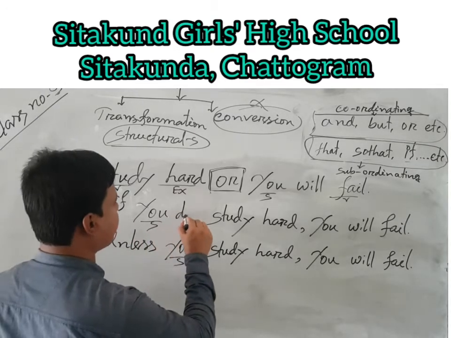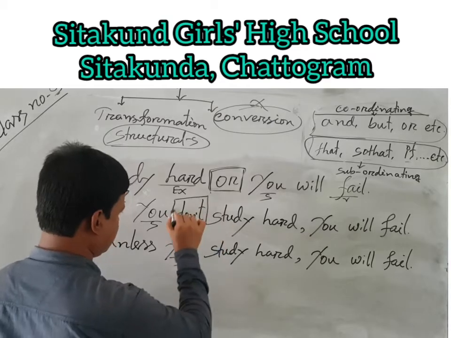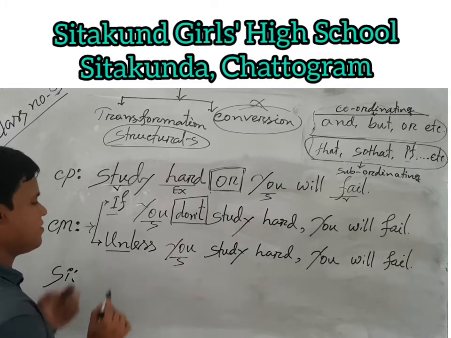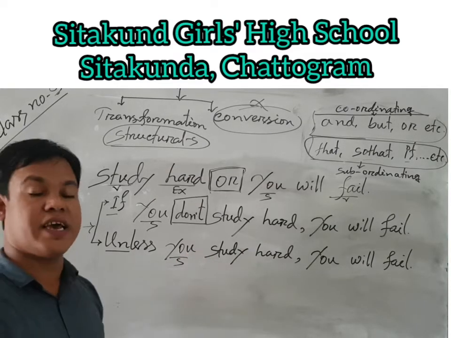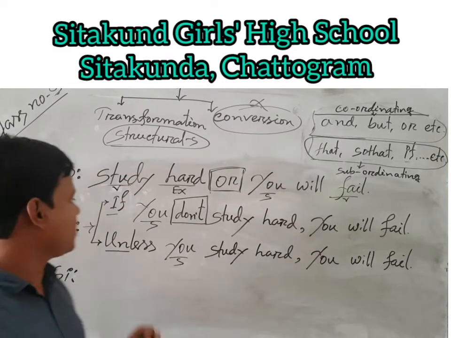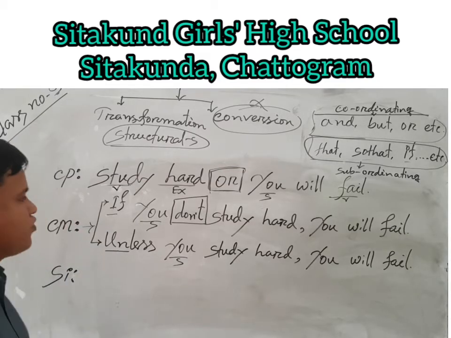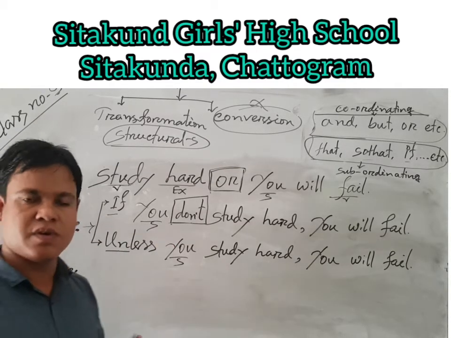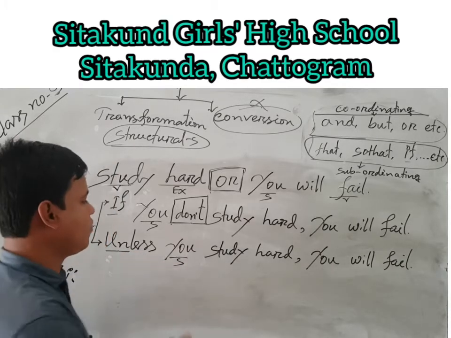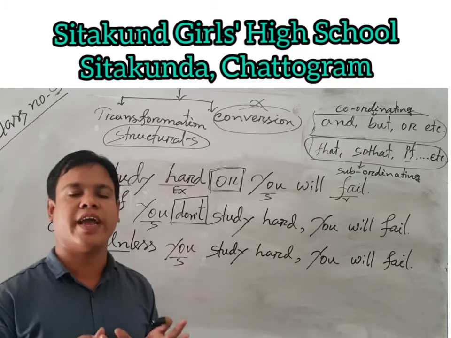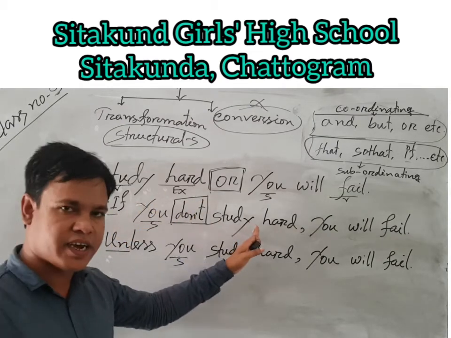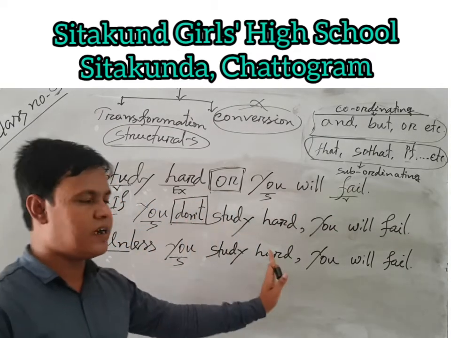use the negative form don't here. But if we want to make a complex sentence with unless, then we need not use don't, because unless is a negative word. If is not a negative word, so we have to make the sentence negative using don't. But unless is a negative word, so we need not use the negative word don't. Study hard or you will fail. If you don't study hard, you will fail. Unless you study hard, you will fail.